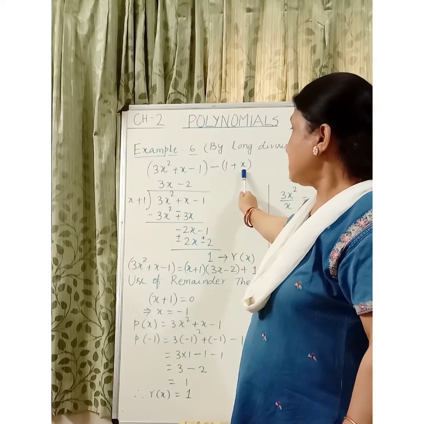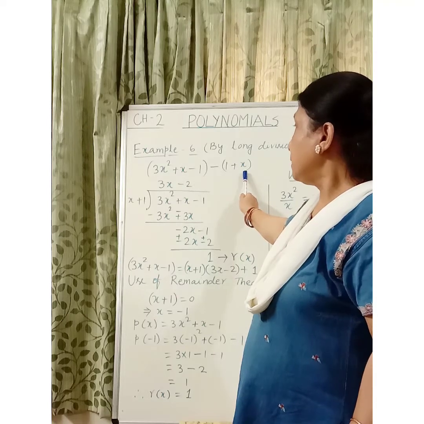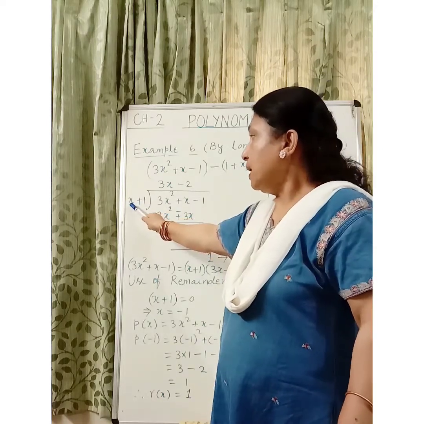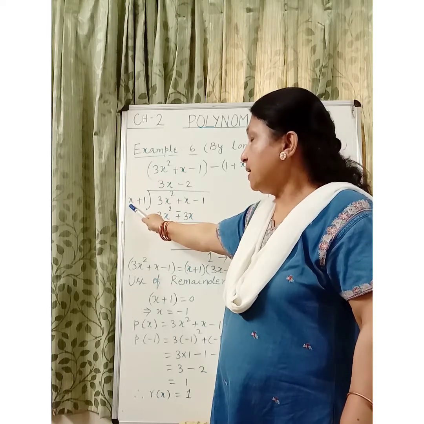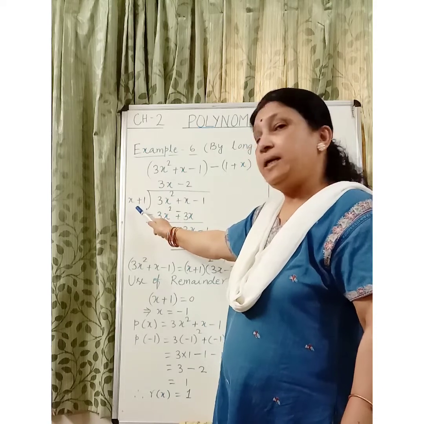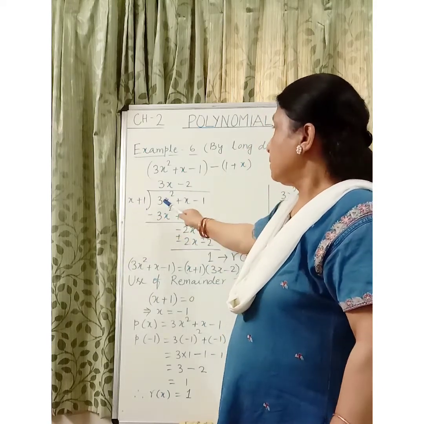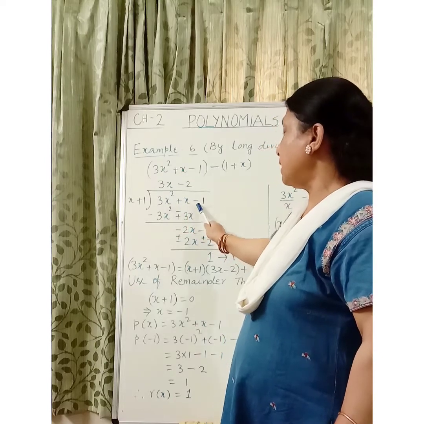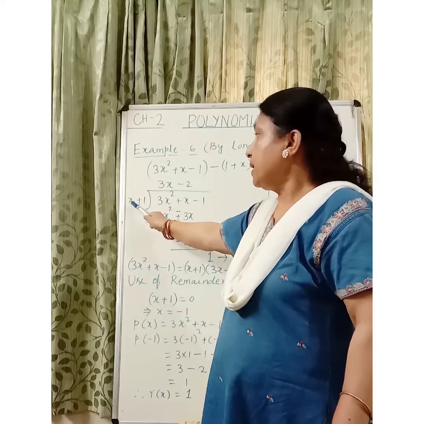We'll be writing this divisor polynomial as x plus 1, as the variable is x, so we are writing according to the degree of the terms. So here we'll be dividing now 3x square plus x minus 1 by x plus 1.